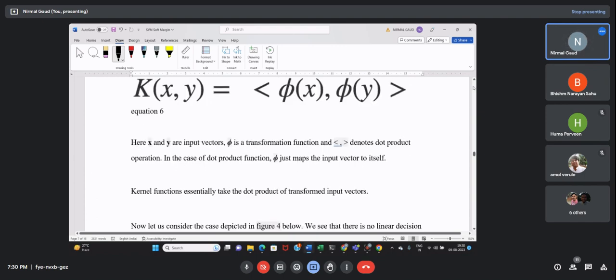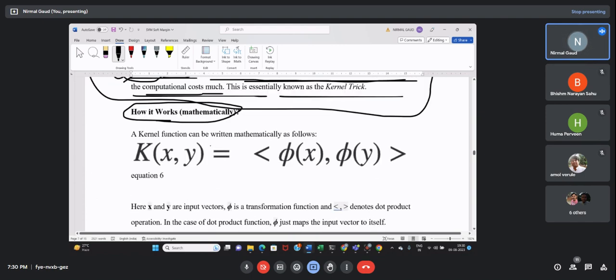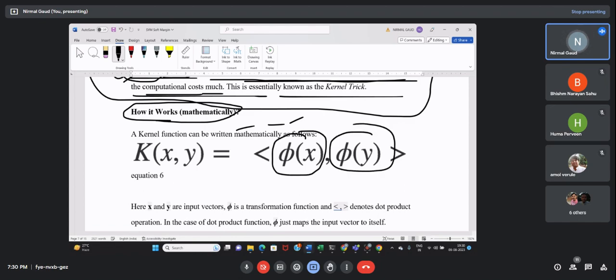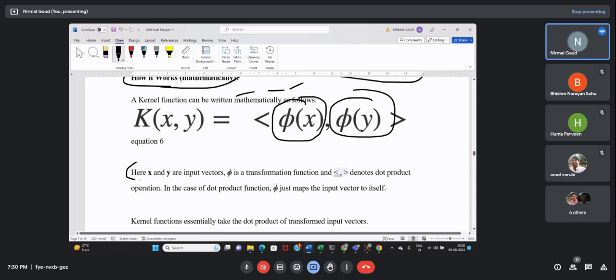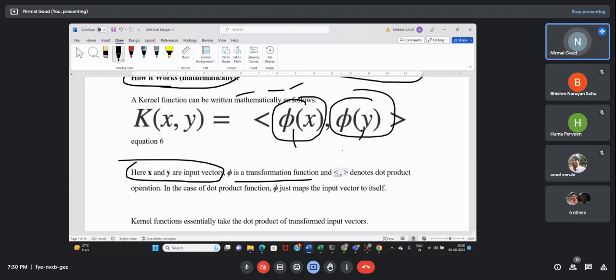They are saying the kernel function can be written mathematically as, let us suppose this is one vector and this is another vector, xi x and xi y. So K(x,y) is your kernel function, and we have xi x and xi y. x and y are the input vectors, and xi is the transformation function. This is the transformation which we have applied, and the transformation can be of any kind. It can be linear, it can be polynomial transformation. We have seen the equations.